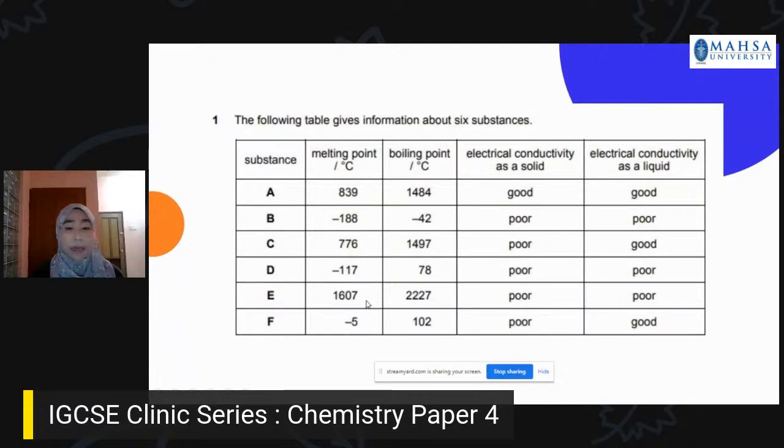So what differentiates them here is conductivity. For silicon dioxide, there is no electrical conductivity in a liquid. So the answer is E. In order for you to answer this particular question, you need to know the type of bonding in each substance, and then check whether the physical property of conductivity is there or not in both phases, which are solid and liquid.